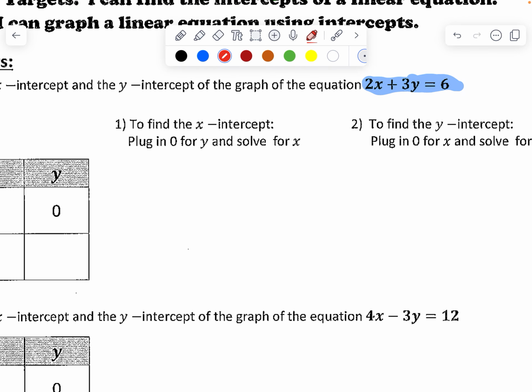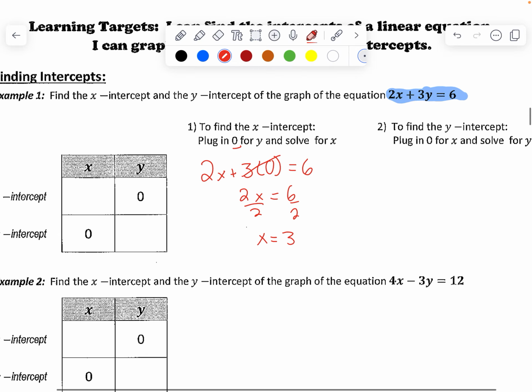So finding the x-intercept, we have 2x plus 3 multiplied by 0 equals 6. Because again, we're going to plug in 0 for our y value. Now, 3 times 0 is 0, and 2x plus 0 is just 2x. So those are going to cancel each other out, leaving 2x equals 6. And we can divide by 2 on both sides, and x is going to equal 3. So the x-intercept for this problem would be at 3, 0.